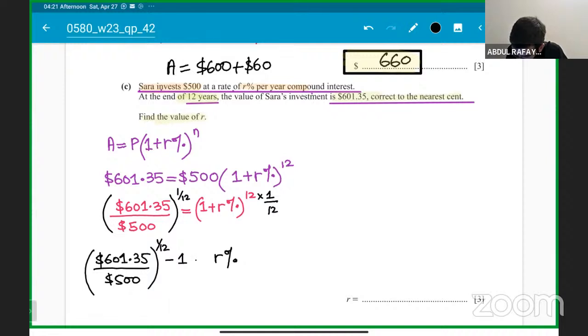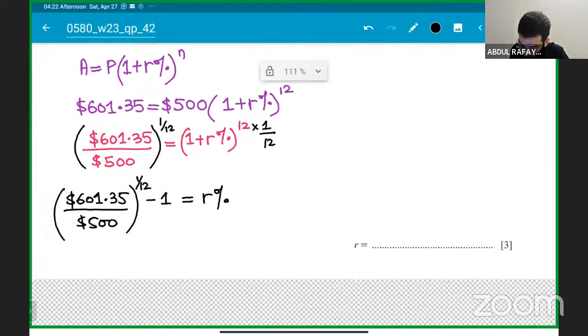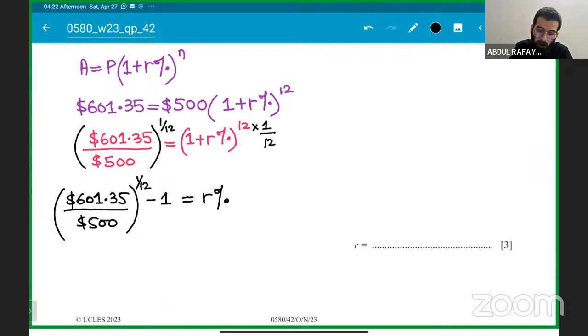And you will subtract 1 from it, which will give us the R%. Okay guys, that is the percentage. सब आप कैलकुलेटर में करेंगे पूरा एक साथ सॉल्व। Okay guys, hope everyone got this right. So 601.35 divided by 500 to the power of 1/12, and it will be -1. So I'm getting something 0.0, whatever the answer you're getting, just multiply by 100.